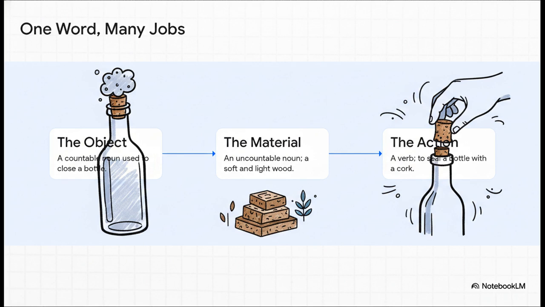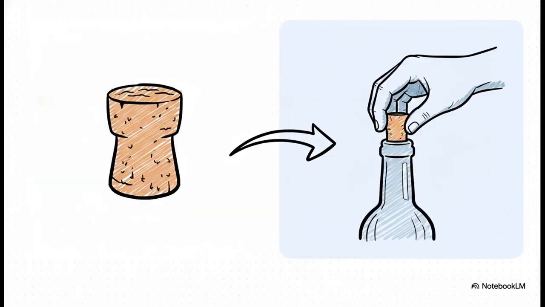First, like we said, it's the object, the stopper. But the Wiktionary entry also points out it's the material, the softwood itself, which is an uncountable noun. And then it can be an action, a verb. Right, so cork isn't just the thing, it's also what you do. You can cork a bottle. You seal it. One little word, doing the job of two or even three different concepts. That is efficiency. And that is why it makes the cut for the list.